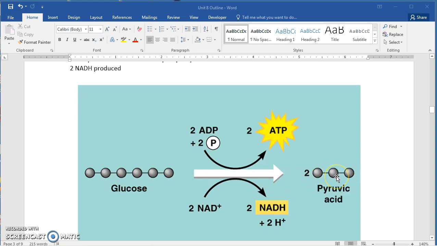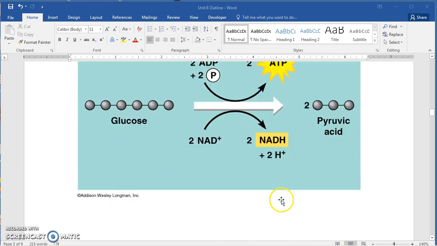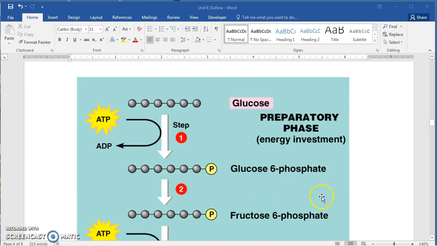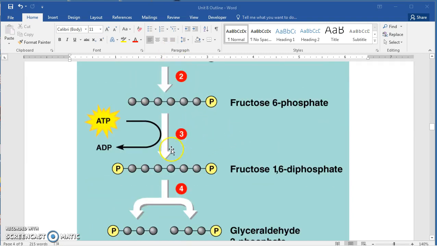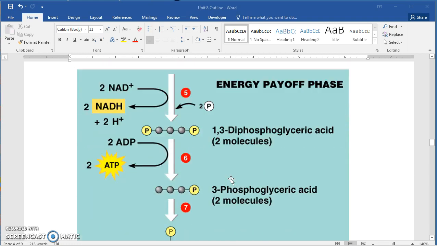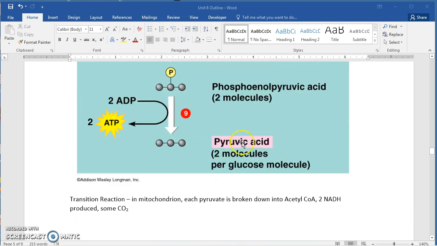The pyruvic acid, or pyruvate as it is sometimes called, is a 3-carbon molecule. You have 2 of those. It's a total of 6. 2 ATPs are produced, 2 NADHs. That's the short of it. A little bit longer, you start with glucose. There are a number of steps and intermediate products, and eventually you end up with pyruvic acid. And of course, it's happening twice, so you get 2 molecules of this pyruvic acid, 2 ATPs, 2 NADHs. These pyruvates, or pyruvic acids, are moved into the mitochondrion.